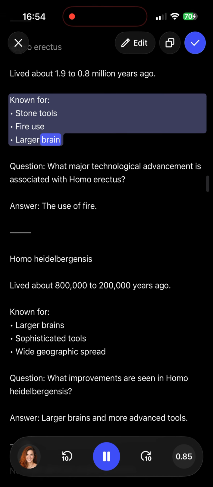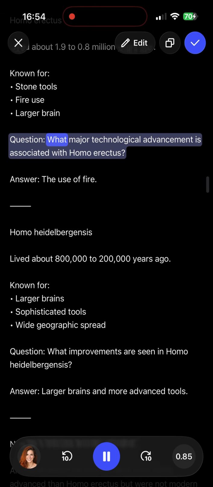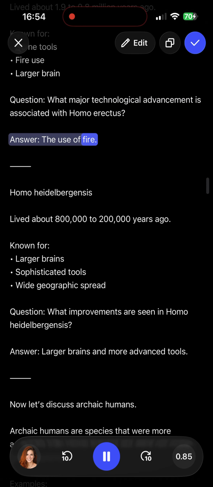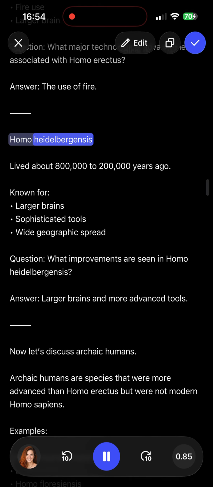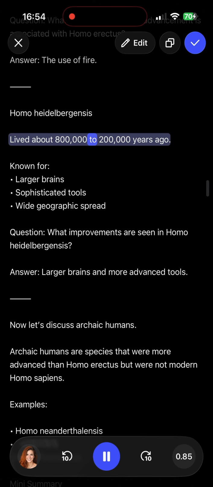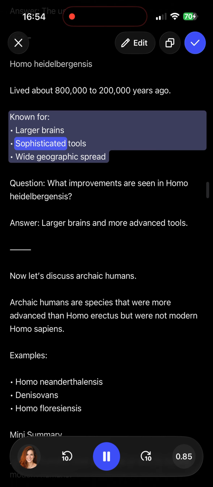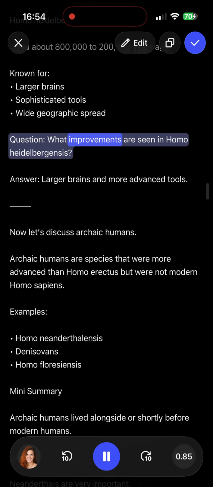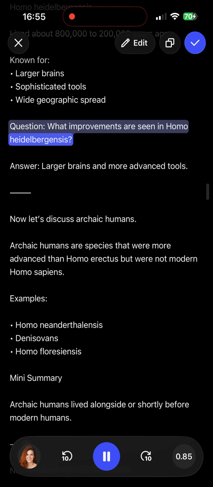Homo erectus lived about 1.9 to 0.8 million years ago, known for fire use and a larger brain. Question: what major technological advancement is associated with Homo erectus? Answer: the use of fire. Homo heidelbergensis lived about 800,000 to 200,000 years ago, known for larger brains, sophisticated tools, and wide geographic spread. Question: what improvements are seen in Homo heidelbergensis?